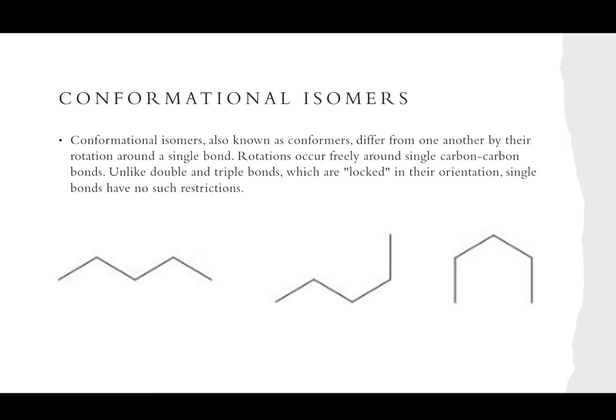Looking at this, the first type of isomers that we can see are conformational isomers, also known as conformers. They differ from one another by rotation around a single bond. Rotations can freely occur around single carbon-to-carbon bonds, unlike double bonds or triple bonds, which are locked in their orientation. These are all conformers of pentane. It means that all of them are pentane, they're just bent differently. That's what conformational isomerism speaks about in this case.